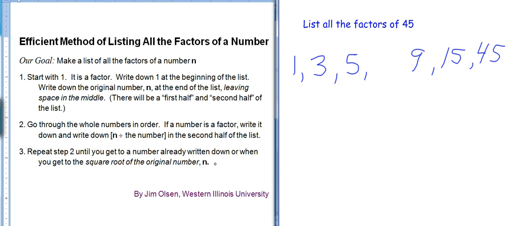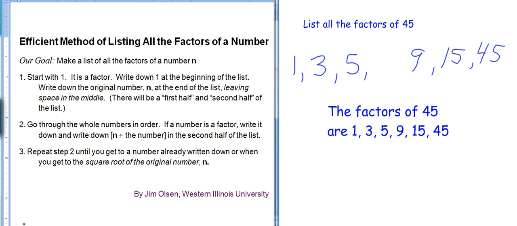According to step 3, step 3 says to repeat step 2 until you get a number that has already been written down. 9 has already been written down, so I can stop. My conclusion is that the factors of 45 are 1, 3, 5, 9, 15, and 45.